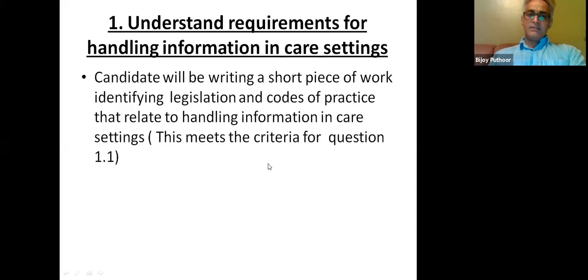Let's have a look at the first question. The first question is in Unit 1. The heading is understand requirements for handling information in care settings. And question 1.1 says the candidate will be writing a short piece of work identifying legislations and codes of practice that relate to handling of information in care settings. This meets the criteria for question 1.1. So we are going to identify the legislations and codes of practice.